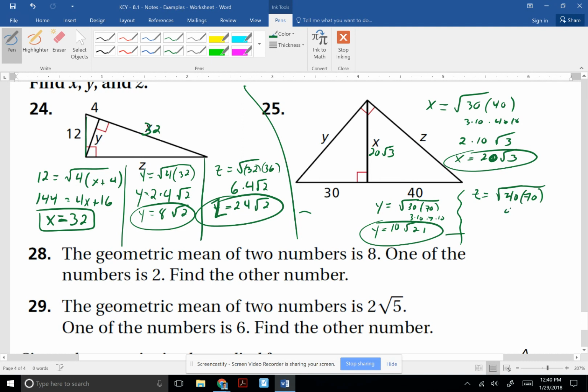Okay, it's 4 times 10 and 7 times 10. We can pull out a 2 from the 4 and a 10 from the two 10s. Radical 7, so 20 radical 7 is z. All right.